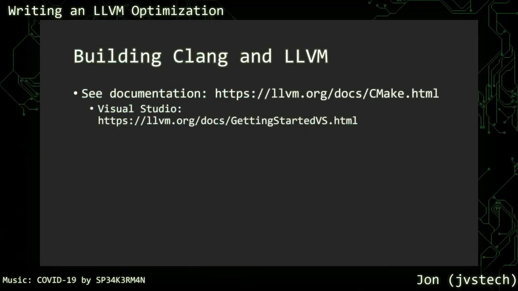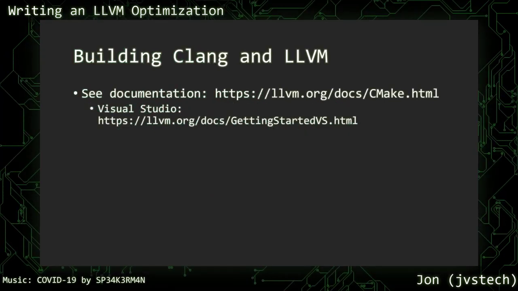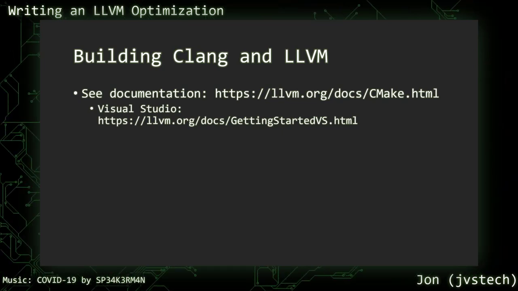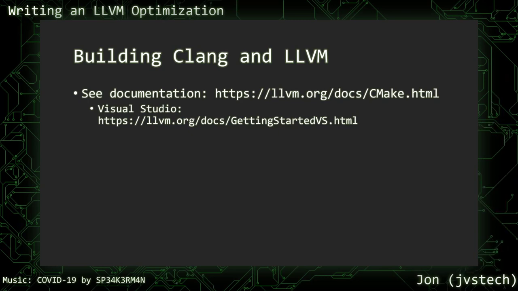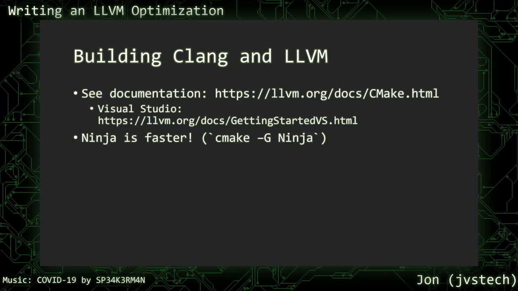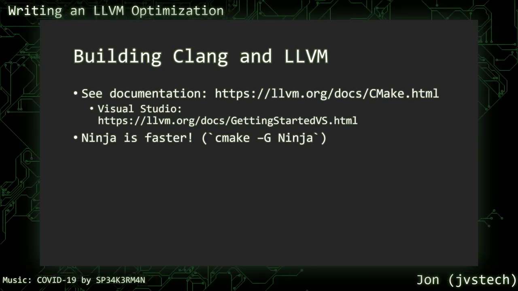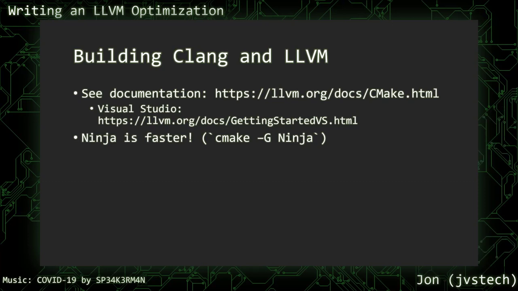So, I could spend an entire video on different ways to build Clang and LLVM with CMake. It's better just to read the official documentation to get you started. I promise it's easy. I'm just going to give you some extra information on how to configure your build for pass development purposes. I will say one thing. Ninja builds everything noticeably faster than any other build system I've used. It's not required, but I do urge you to use it.